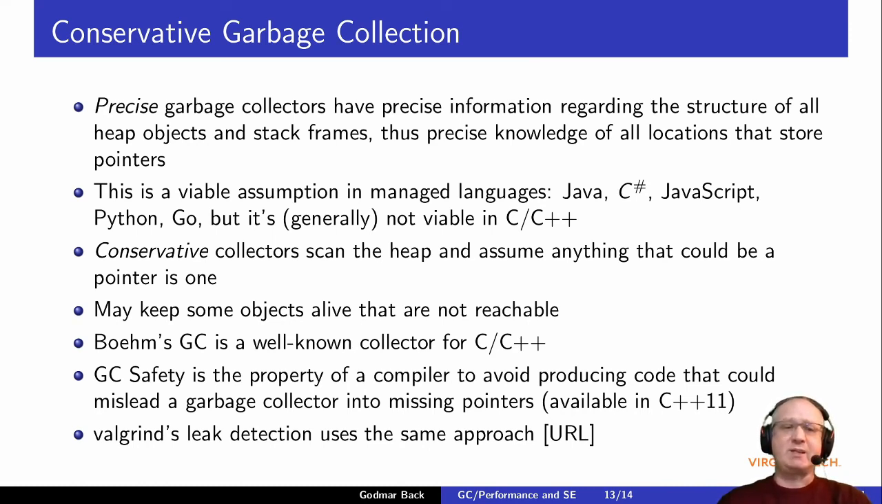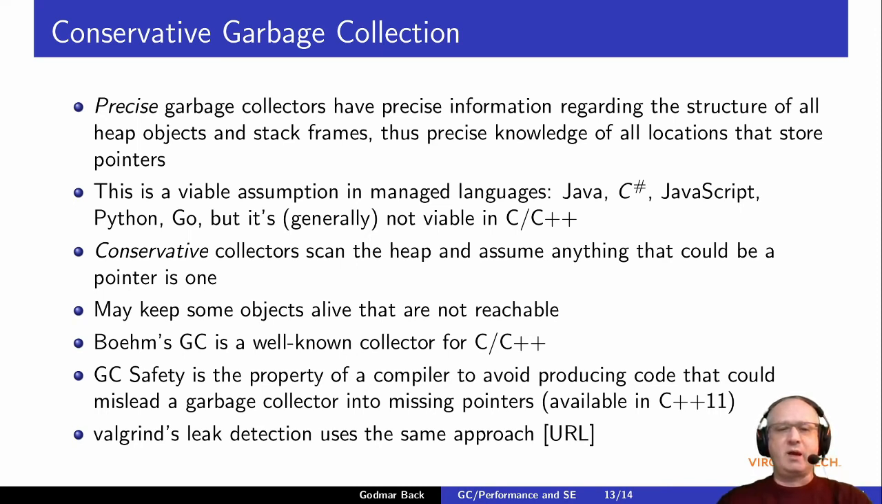Moreover, a precise collector has exact knowledge of the stack frames. It knows exactly where local variables are being stored or whether they are kept in a register, for example. So with such precise knowledge, a garbage collector can do a better job at identifying which objects are reachable.